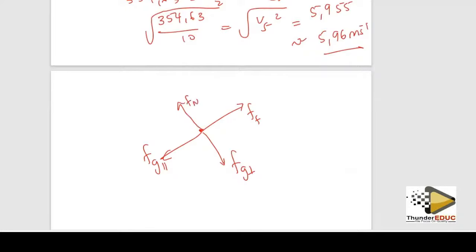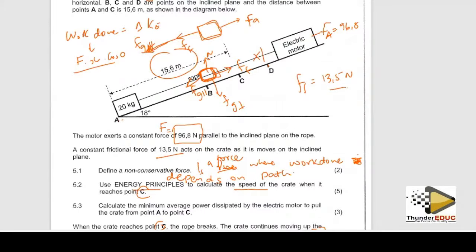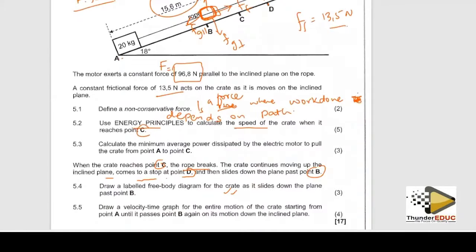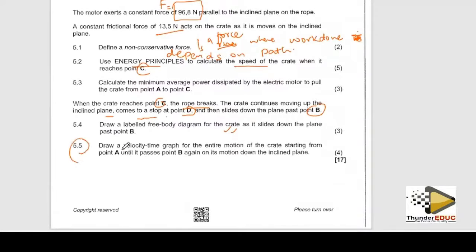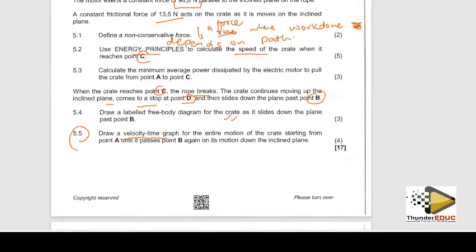So just that, how many marks is it? Question is 3 marks for 4 forces. It's reasonable. Then 5.5, they want us to draw a velocity time graph for the entire motion of the crate.